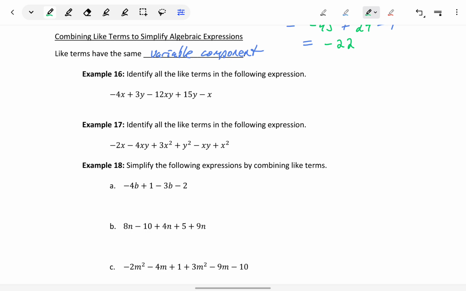That is, in example 16, we want to look at each term individually. Negative 4x is a term, plus 3y is a term, minus 12xy is a term, plus 15y is a term, and minus x is a term. Any expression separated by addition or subtraction is a term, and we want to identify which terms have the same variable component.